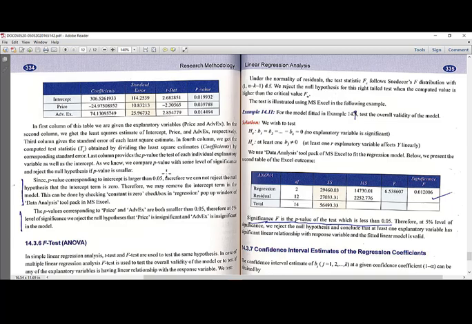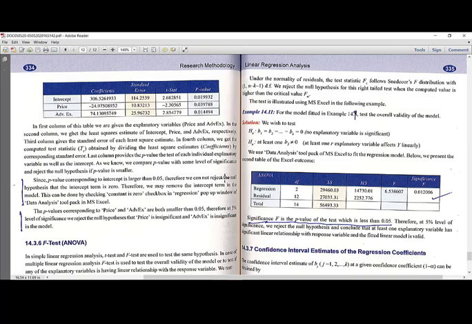The last column provides the p-value for the test of each individual explanatory variable as well as the intercept. Here, we compare the p-value with some level of significance and reject the null hypothesis if the p-value is smaller. Suppose we take a level of significance of 5%, that is 0.05, and confidence 95%. As in the first case, as I said, there is a printing mistake, it might be 0.19932, and that is more than our considered 0.05.